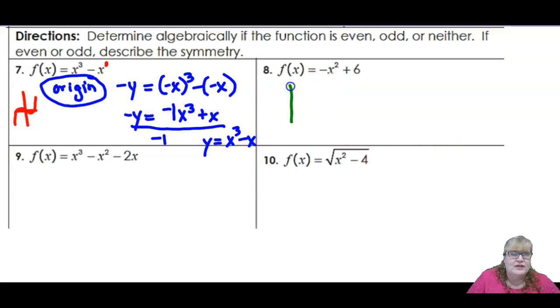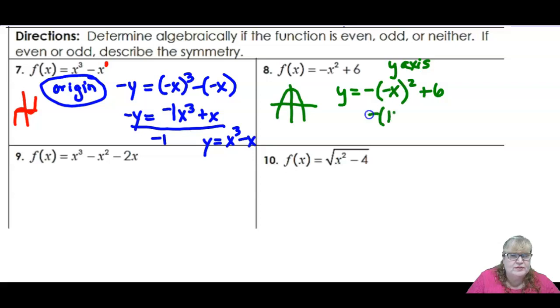This, if you graph it, I believe will look like this. I'm thinking it has y-axis symmetry, which means you change out the x. So you have y equals negative, change out the x. Well, what happens when I take a negative x and I square it? Negative 1 times negative 1 is positive 1. So this becomes a positive 1x squared.